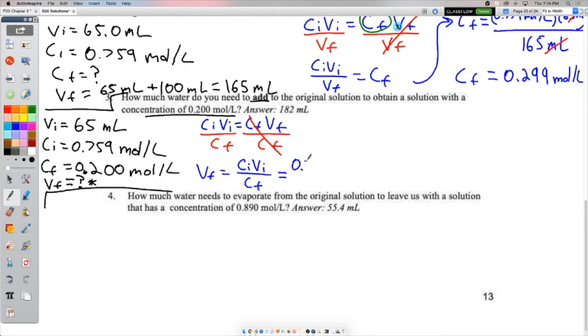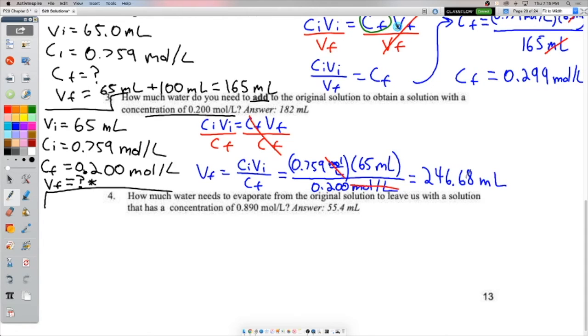So CI is again 0.759 moles per liter. VI is 65 milliliters. And CF is 0.2 moles per liter. In this case, it's not the milliliters that cancel like before, it's the moles per liter. That's a unit, so moles per liter cancels with moles per liter. So we're going to do 0.759 times 65 divided by 0.2, and we get that VF is equal to 246.68. Be careful, what are our units? Milliliters, that's all we're left with.